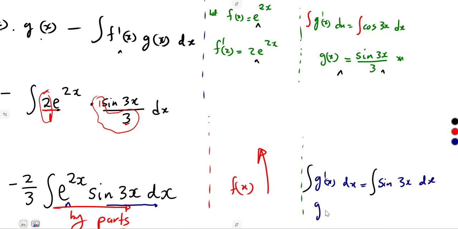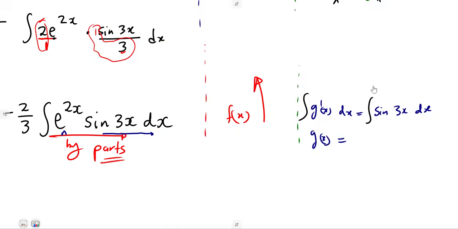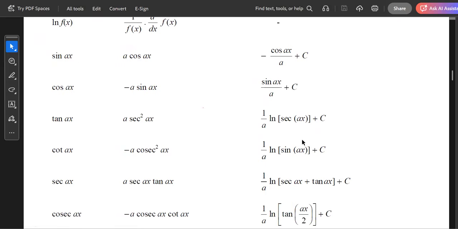We're going to have our g of x, and integrating a sine of 3x, we can also just consider our formula sheet. That is the sine ax. We have got the derivative, then this is part of our integral. So that's negative cos ax over a. So if it is sine 3x as we are given, it's going to be negative cos 3x over 3.